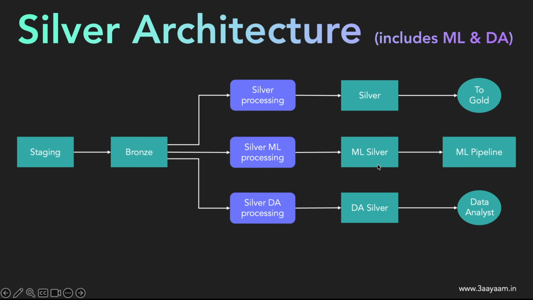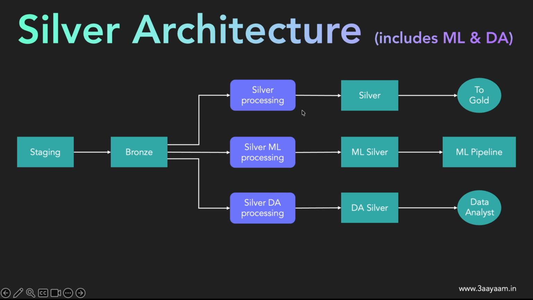Alright, now we come to the silver layer processing, and the architecture of the silver layer is a little different because it includes input for machine learning and data analytics. Till the previous exercise, you have loaded the staging area and you have loaded the tables from the staging area to the bronze layer. We are at this position right now. But in the silver layer, things will change a little bit.